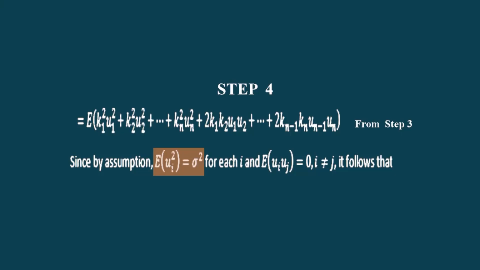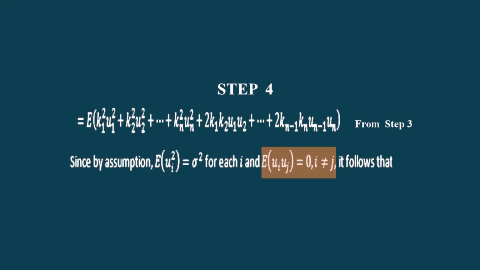Now we move on to the next step, where we see that expectation of ui squared is sigma squared as per the OLS assumption. Moving to expectation of ui squared equals sigma squared means that constant variance is one of the OLS assumptions, which says that homoscedasticity must prevail, and expectation of ui uj will be 0, which means two error terms should not be correlated, as per the assumption of non-autocorrelation.